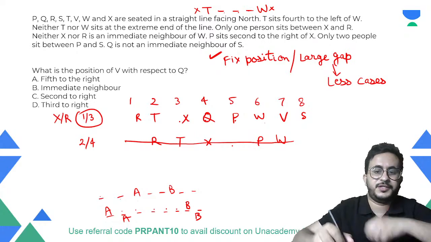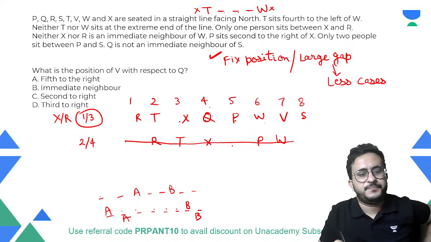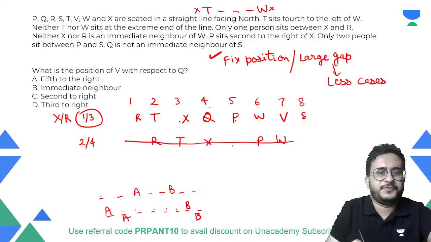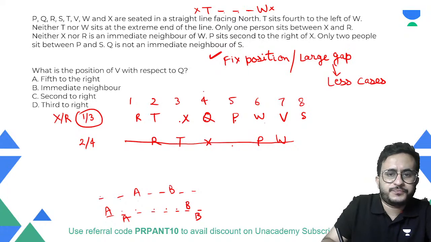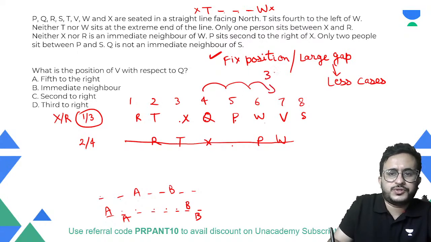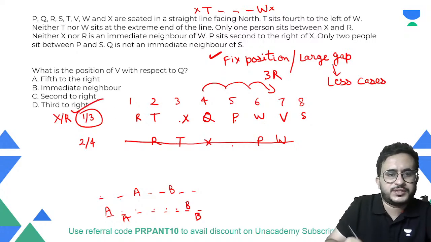Okay, so you got the same arrangement? Yes, so that will be the one. And the first question is, what is the position of V with respect to Q? So this is Q. So this is first position, second position, third position. So third to the right. So the answer is option D.